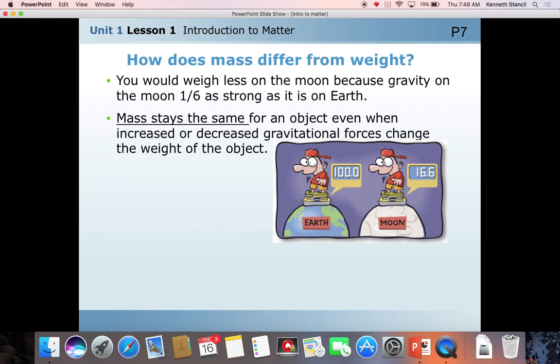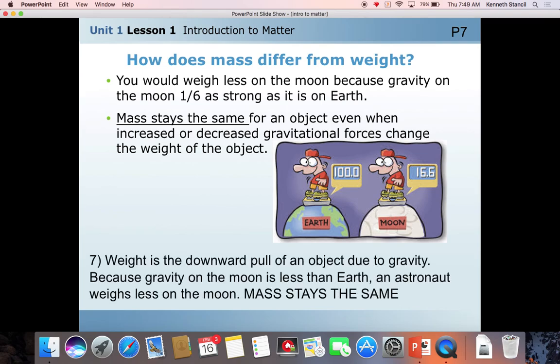Mass stays the same for an object even when increased or decreased gravitational forces change the weight of the object. Okay? Mass does not change. Weight can change. The funny thing is, weight can change on Earth because the gravitational pull on Earth is not identical everywhere. But it's so minute that we don't notice it.